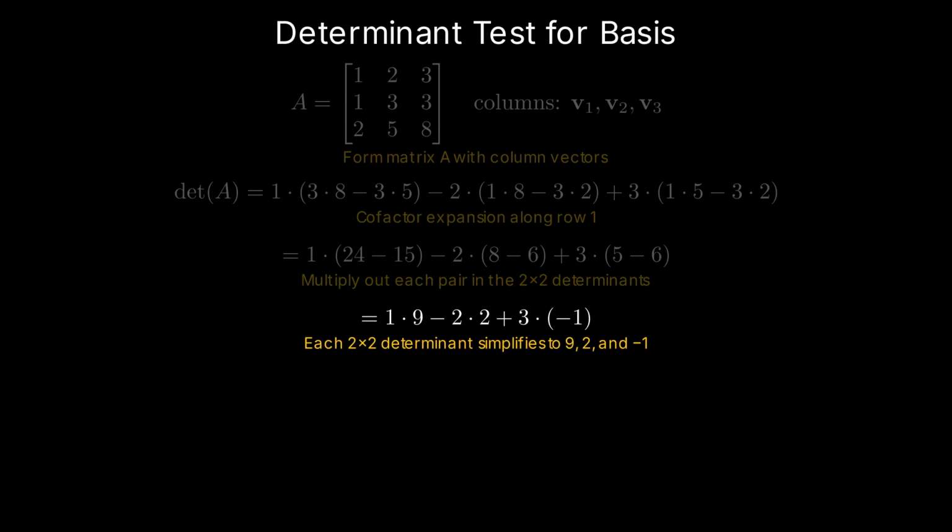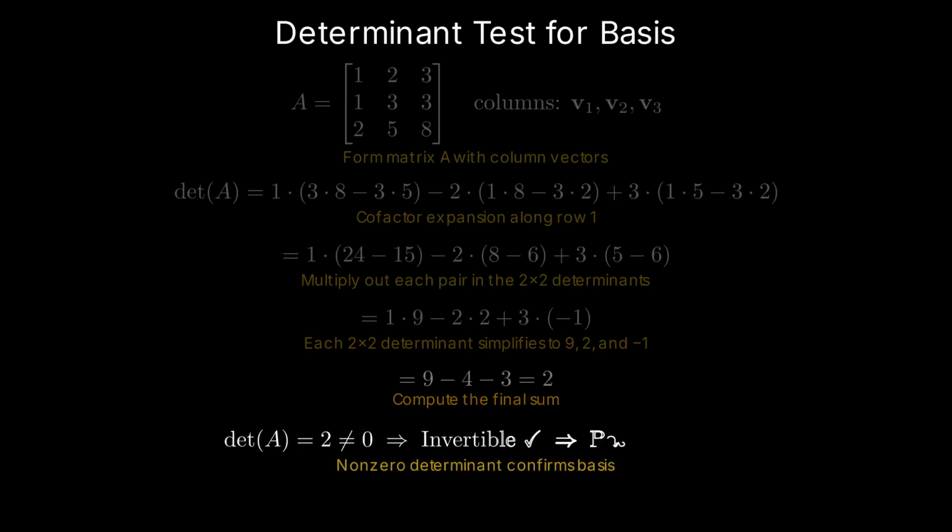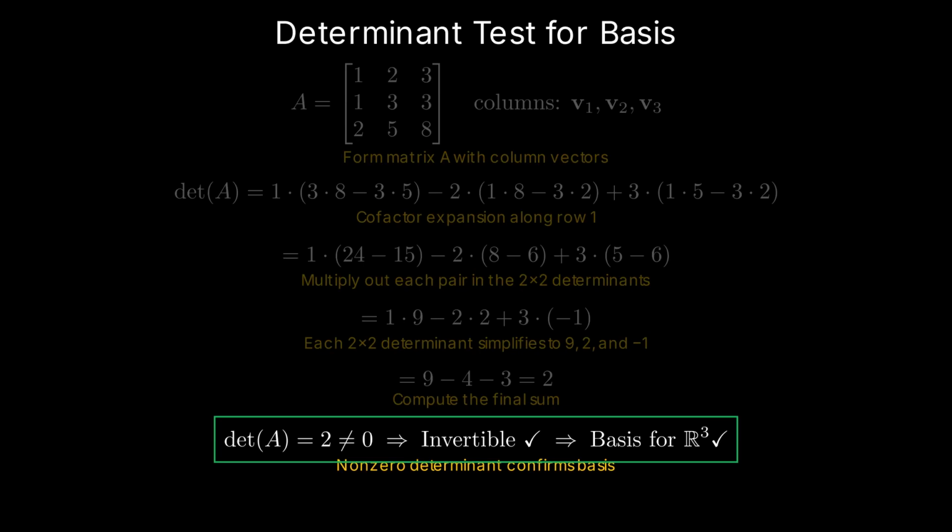Finally, plus the third entry 3 times the 2x2 determinant, 1 times 5 minus 3 times 2. That gives us plus 3 times 5 minus 6, which is 3 times negative 1. Putting it all together, 9 minus 4 minus 3 equals 2. The determinant of A is 2, which is non-zero. Since the determinant is non-zero, the matrix is invertible. Therefore, these three vectors form a basis for R3.